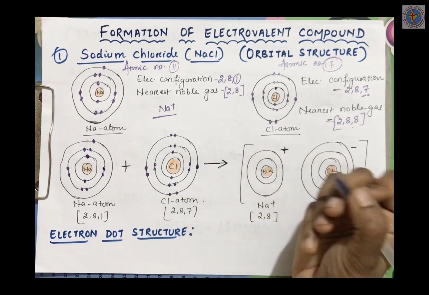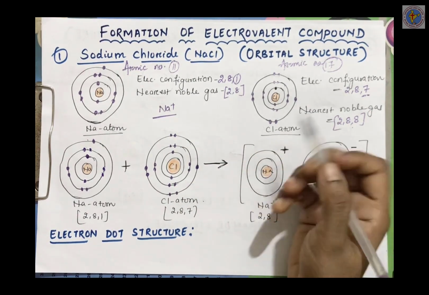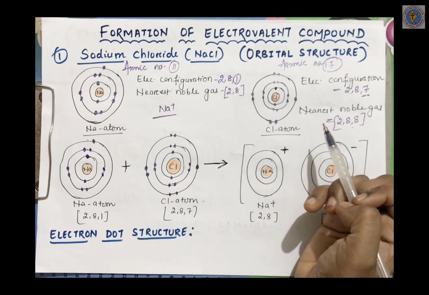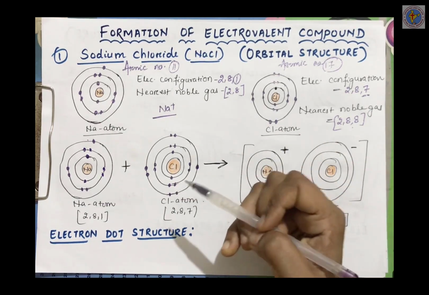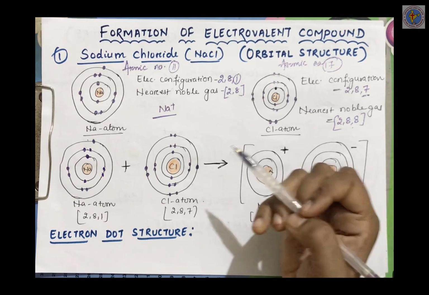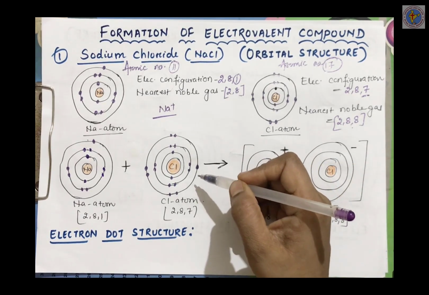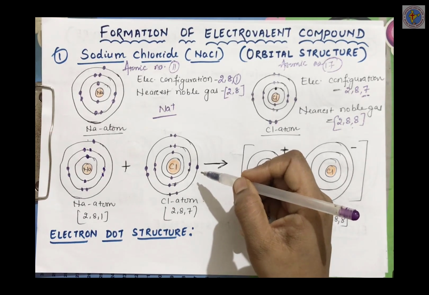So now, children, what I told you when I was explaining the sodium atom and chlorine atom: the sodium atom is going to lose one electron, whereas the chlorine atom is going to accept one electron in order to attain the stable gas configuration.